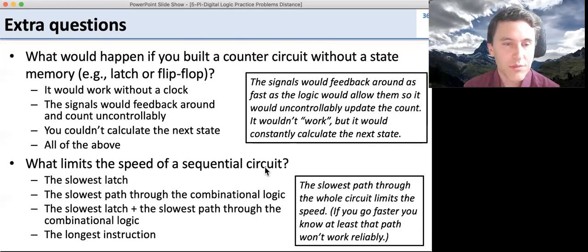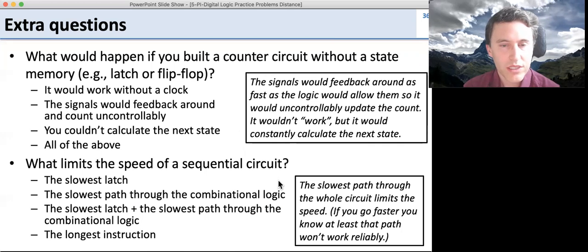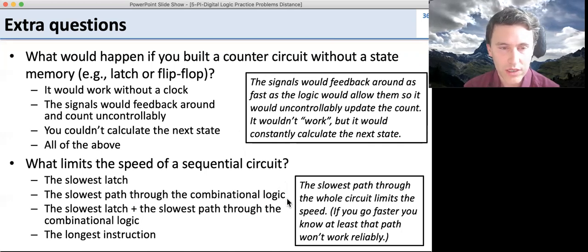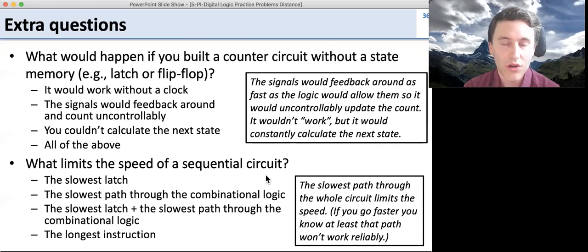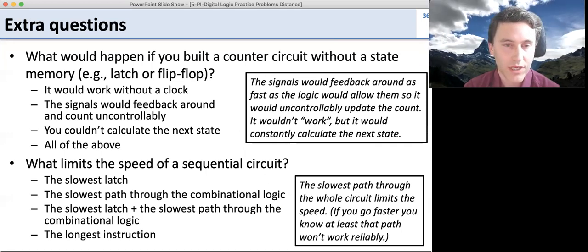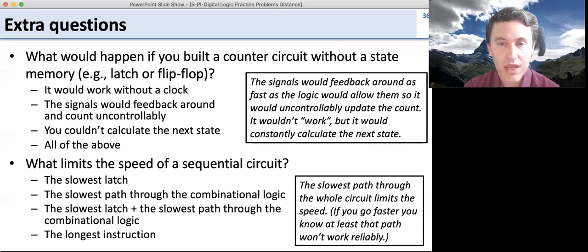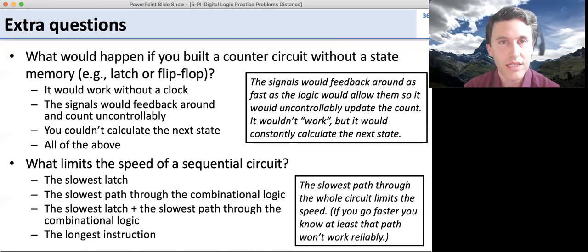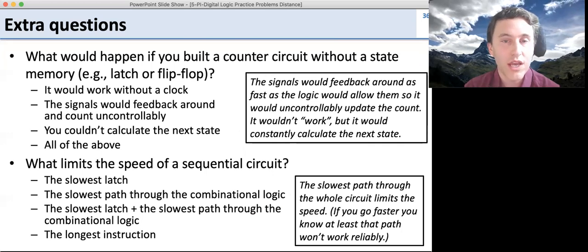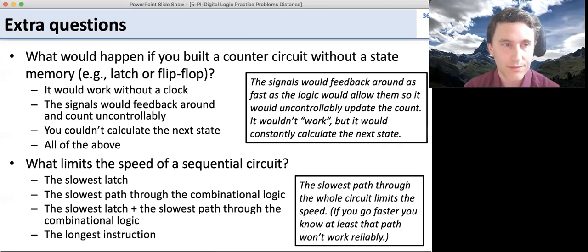All right, so what limits the speed of a sequential circuit? Well, it's the slowest path through the whole circuit. So you have to figure out what the slowest way that logic can get through all the combinational logic to get to the state element, and that's what you have to do as the slowest path. If you pick a shorter path, which is faster, then if you ever need that slow path, it won't have time to finish and your circuit won't work for those parts.